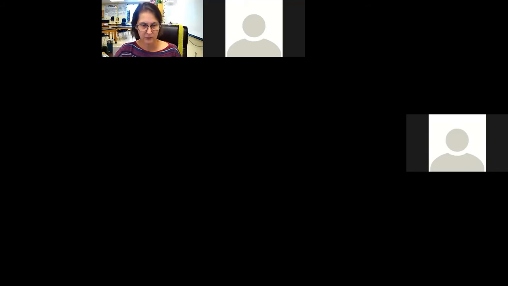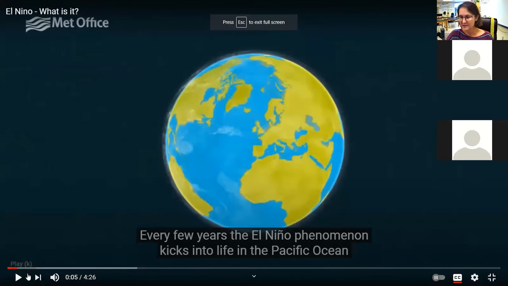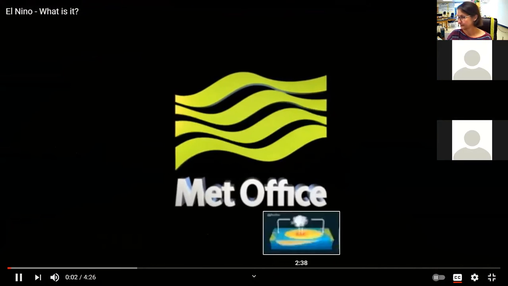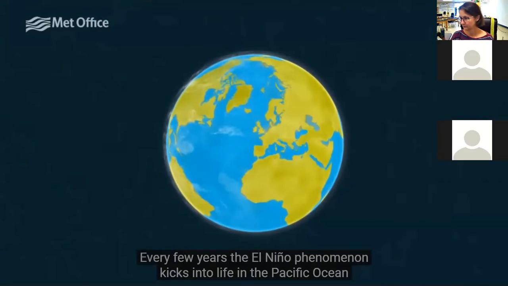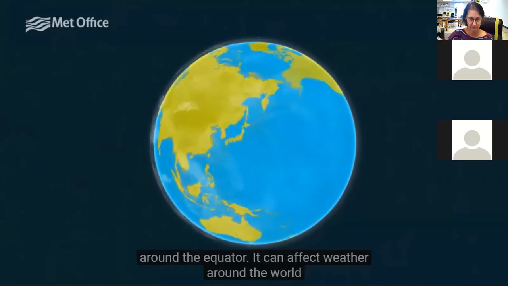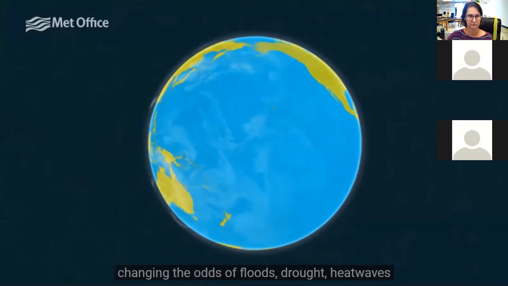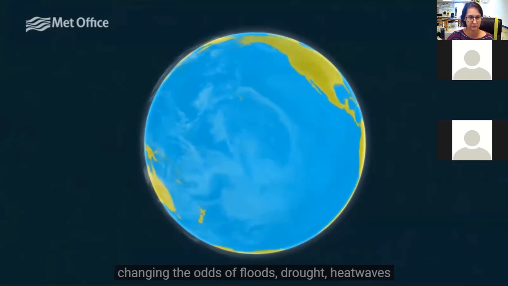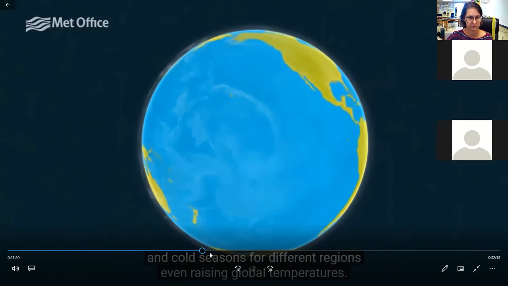El Nino is difficult, so we're trying a different way since we can't physically show you what's going on. This is a model of what happens during an El Nino. We are looking at the Pacific Ocean at the equator around Christmas time. Every few years, the El Nino phenomenon kicks into life in the Pacific Ocean around the equator. It can affect weather around the world, changing the odds of floods, drought, heat waves, and cold seasons for different regions.